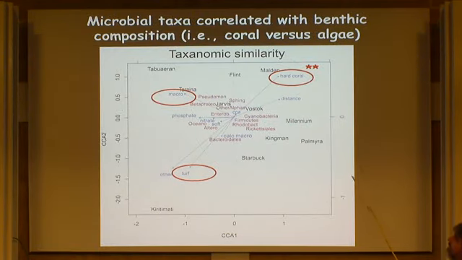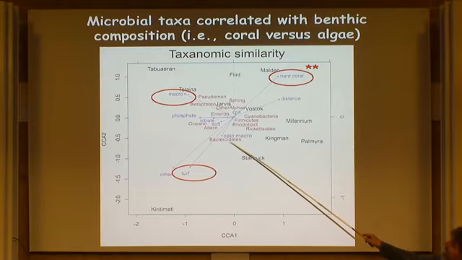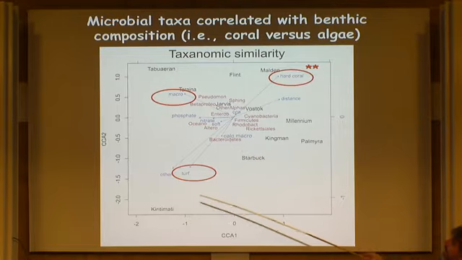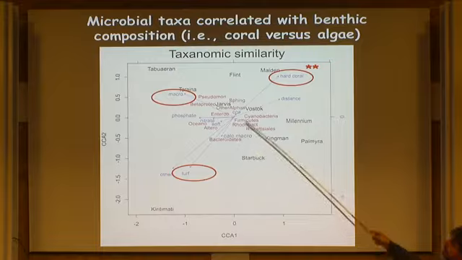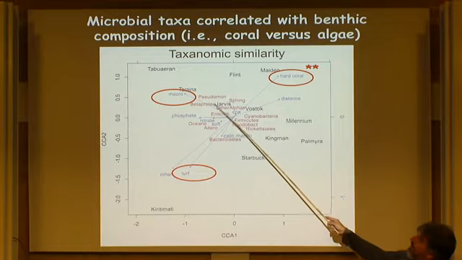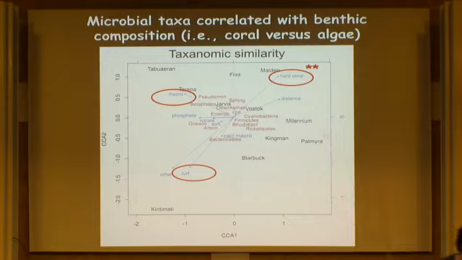And the main players, you'll see as we go, but remember Bacteroidetes is shifted towards the turf algae, and you get cyanos and stuff pushing in this direction, and then Pseudomonas and so forth, and Enterobacteria and so forth, are towards the macroalgae.